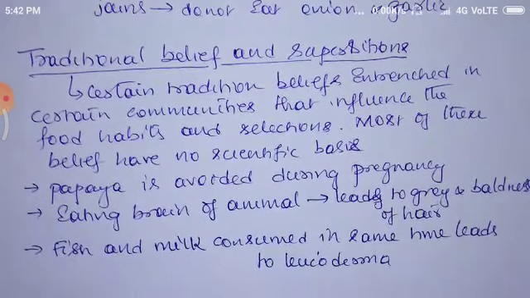Next is traditional beliefs and superstitions. Some traditional beliefs exist in small groups or families, and they consider that certain foods should be avoided. For example, papaya is avoided during pregnancy, eating the brain of an animal is believed to cause graying of hair and baldness, and if fish and milk are taken together, it is believed to cause leukoderma, whitening of the skin. These are all traditional beliefs. They don't have a scientific base. We'll continue these in the next class.